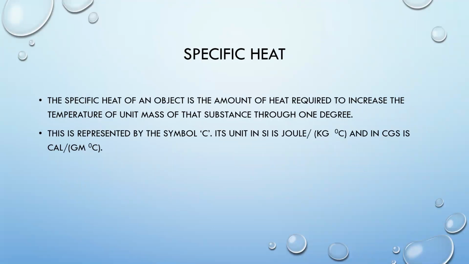Specific heat. The specific heat of an object is the amount of heat required to increase the temperature of unit mass of that substance through 1 degree. This is represented by the symbol C. Its unit in SI is joule per kg degree Celsius and in CGS is calorie per gram degree Celsius.